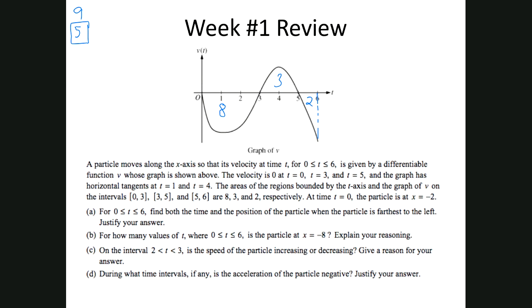Awesome. All right. So, part A, between 0 and 6, find both the time and the position of the particle when the particle is farthest to the left. If I was going to do this problem, first thing I would do is make a number line. Now some people would say, well, this is a number line. Nah, not really, when you think about it. So first thing I did is I said, well, at time t is equal to 0, this particle's at -2. That's what they tell me.